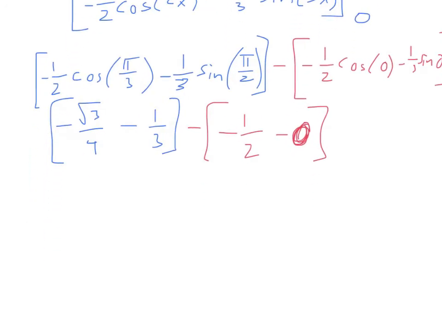Great. So at this point we're just combining the parts that are similar. We've got negative root 3 over 4 minus 2/6 plus 3/6. So I'm looking at a final answer here of 1/6 minus root 3 over 4.